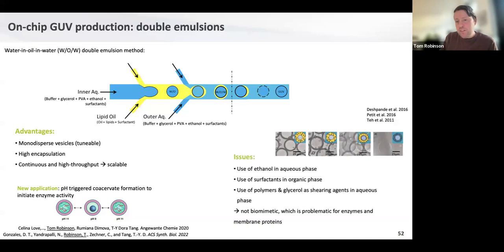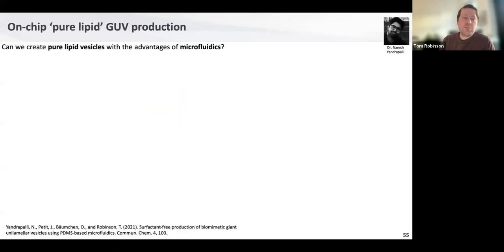But there are downsides to this, and this is mostly because in order to get these things working, you need to add in a lot of things. You can see here on these diagrams, there's lots of things you need to add, such as ethanol, surfactants, polymers, glycerol, etc. When we start to think of making more biomimetic synthetic cells, this is quite problematic, especially if we want to use things like enzymes and membrane proteins. So we wanted to see whether it was possible to create pure lipid vesicle membranes, but also have the advantages of microfluidics. And the spoiler alert is that we can.